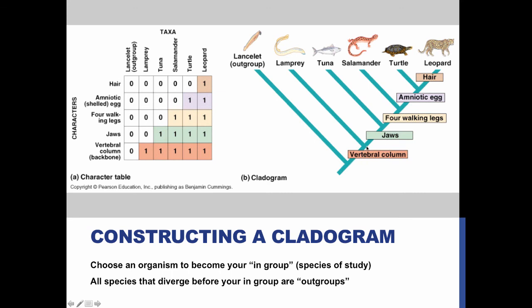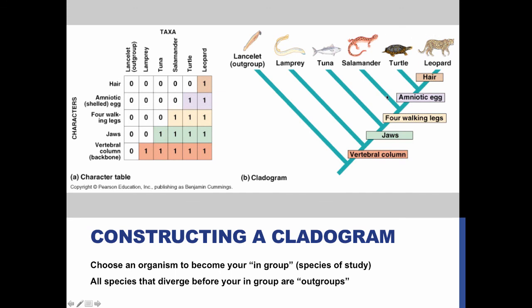So the vertebral column will separate out first the lancelet. So the lancelet becomes the first outgroup, and then from there, now everything else has a vertebral column. And then we can say, okay, everything here has jaws, so we can separate out the lamprey. And then we look at what's left. So we've got the tuna, the salamander, the turtle, and the leopard. So we then separate it out by, we have legs. Okay, the tuna doesn't meet that, so the tuna now becomes the outgroup. So we're left with the salamander, the turtle, and the leopard.